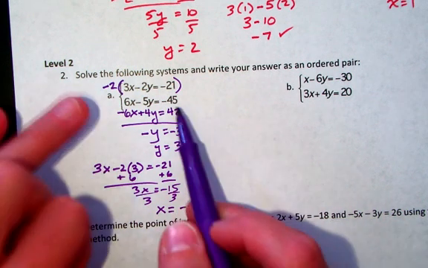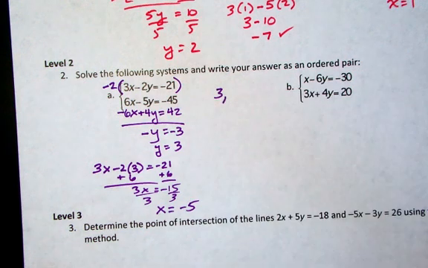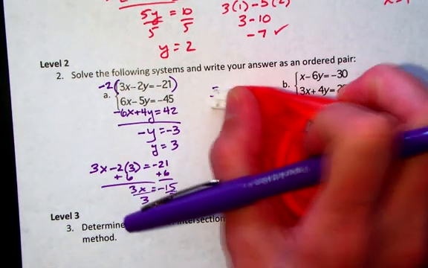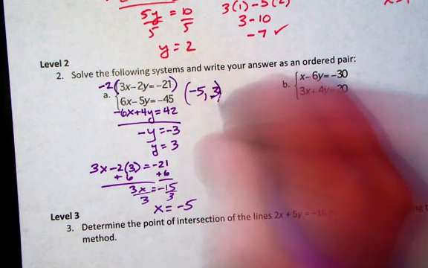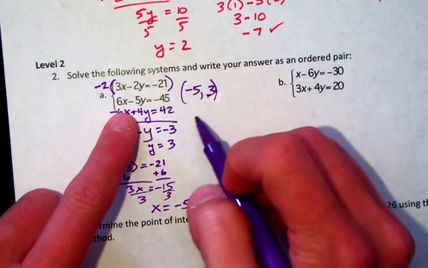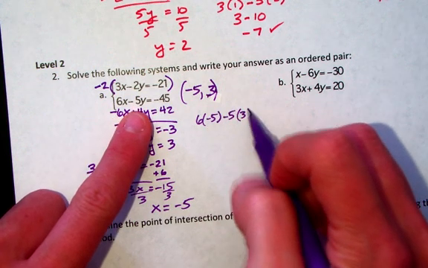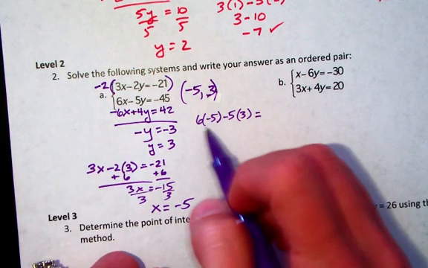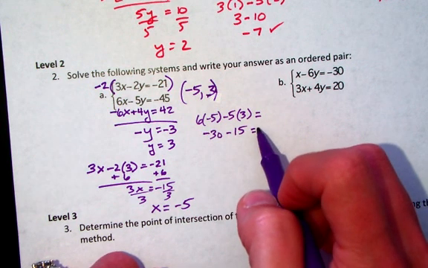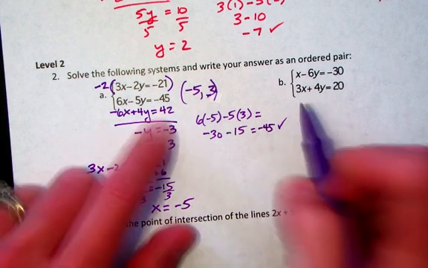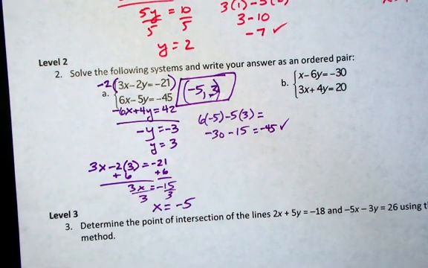And then I'm going to use the bottom equation to check. I'm checking negative 5, 3. Negative 5, 3, this is what I'm checking. And I'm going to use the second equation. So 6 times negative 5 minus 5 times 3 equals negative 30 minus 15, and that equals negative 45, which is what we wanted. So this is our solution.